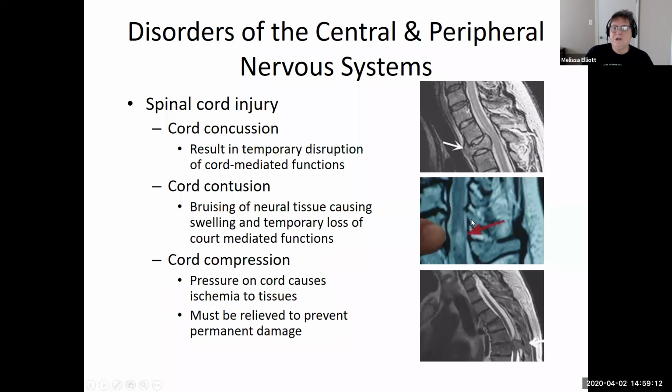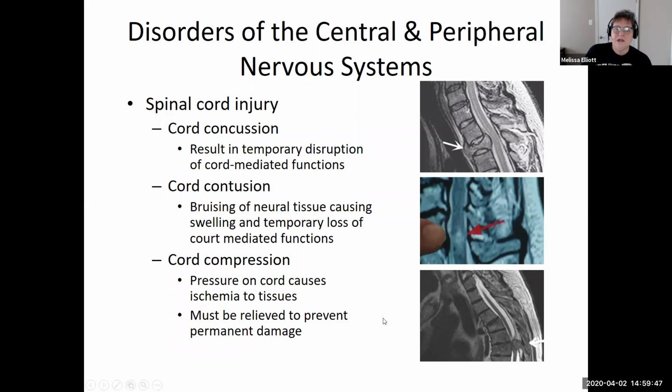A cord contusion is going to be a bruise or something in the neural tissue causing a temporary swelling. This can lead to some temporary loss of function, and that cord itself will not send messages effectively. You can actually lose function completely until that bruise or that swelling goes away, and then you have complete access of neural information going up and down the spinal cord.